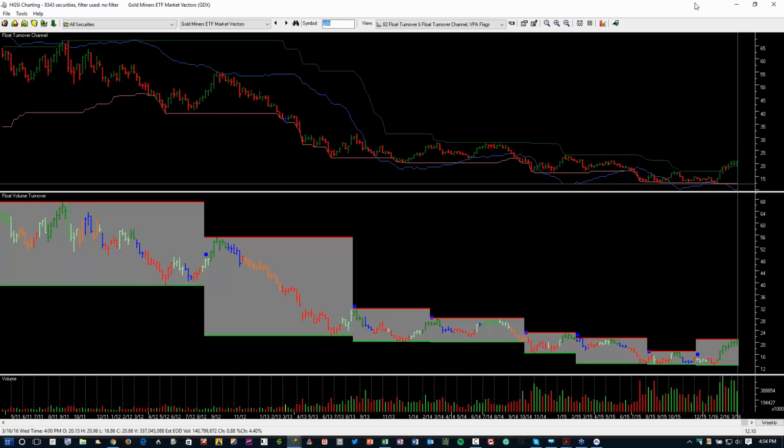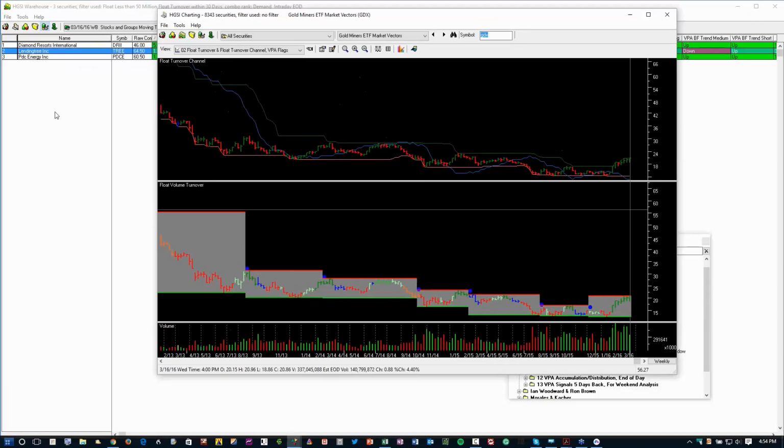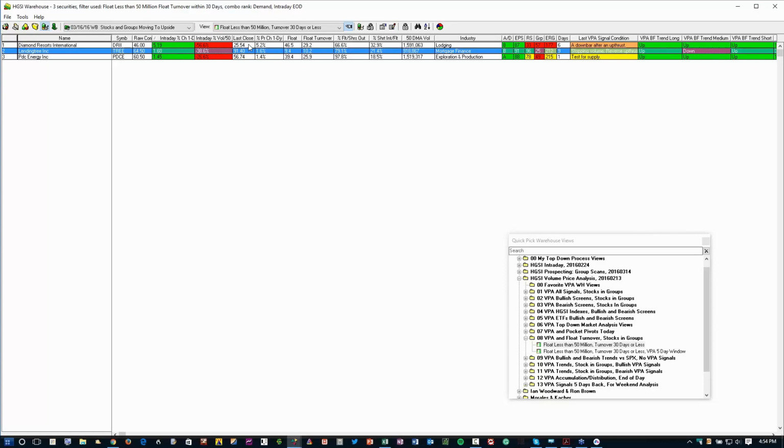But just think of it this way: the faster the turnover, the more rapid the move, especially on these low float turnovers.